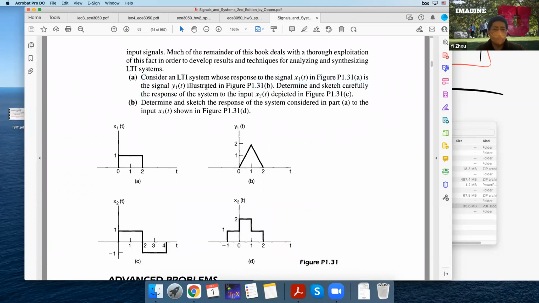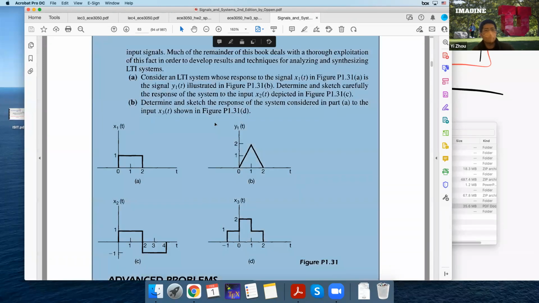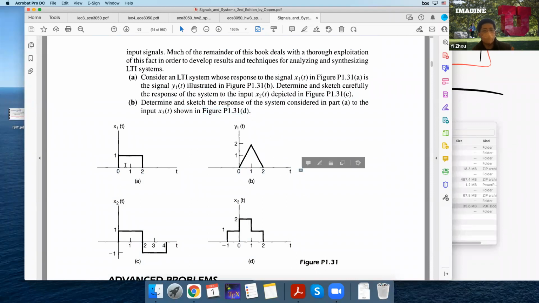Consider an LTI system whose response to the signal x1(t) is the signal y1(t) illustrated in the figure here. So what's happening is that we have an LTI system, linear and time invariant. Now we are given that if this is the input to the system, then this is what you get at the output side. So a rectangle signal will transform into a triangular signal. This is a specific input and output pair of this LTI system. So I need you to determine and sketch the response of the system to the input x2.